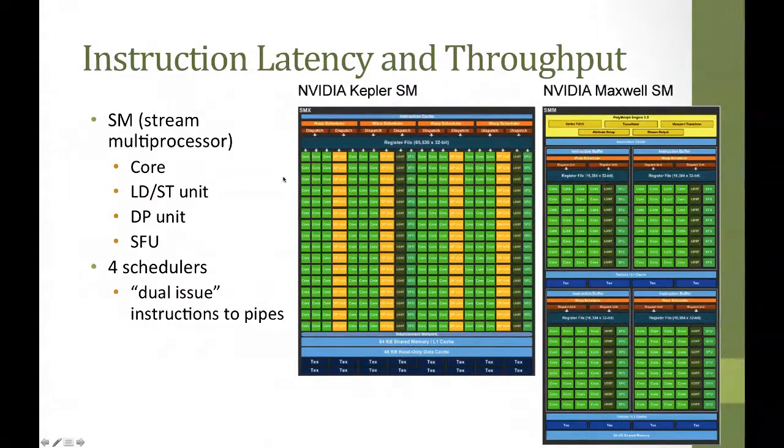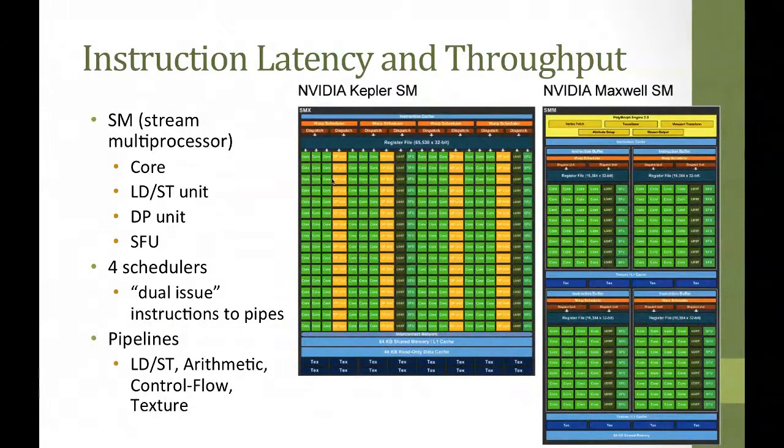Each scheduler can issue 2 instructions at a time to the pipelines. And there are different kinds of pipelines: the load and store pipelines, the arithmetic pipelines, the control flow pipeline, and the texture pipeline. Okay, let me draw something to show you how each instruction is issued and executed on the hardware. So for example, we have some instructions here.